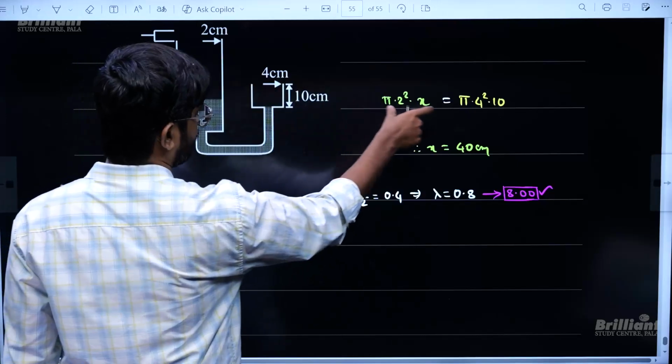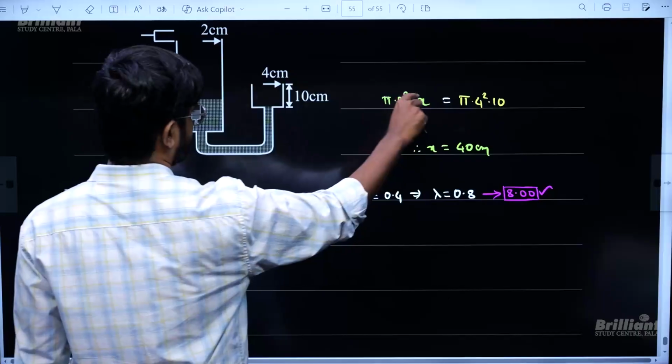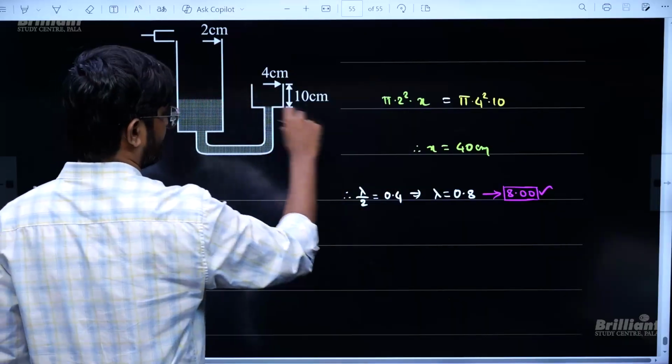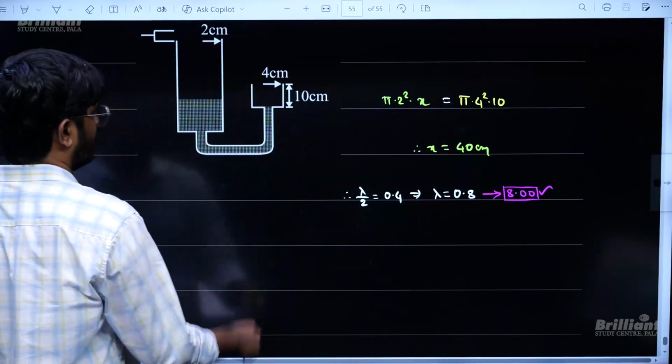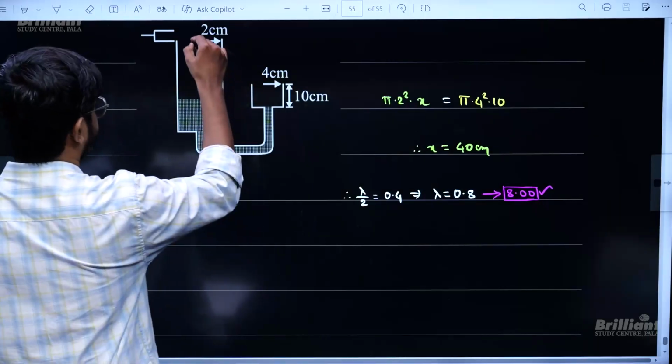Pi 4 square into 10. From where? From here it disappeared. Pi 2 square into x. So the length of water disappeared here is 40 centimeter or 0.4 meter. Now from there you should be understanding.